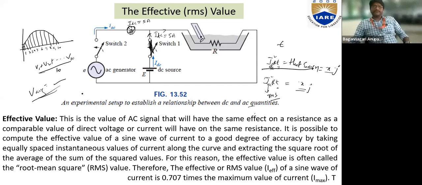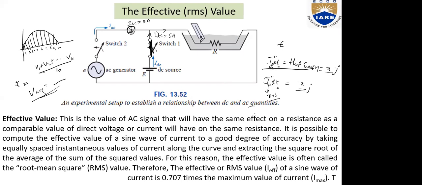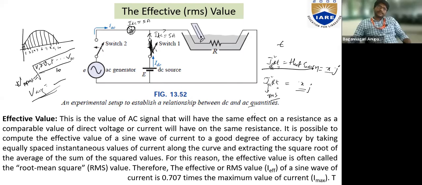Now if I want to calculate the root mean square value, I do the same thing. We square the values, then add them all, take the average, and take the square root. Instead of taking a single value, take the squared values. That's it.